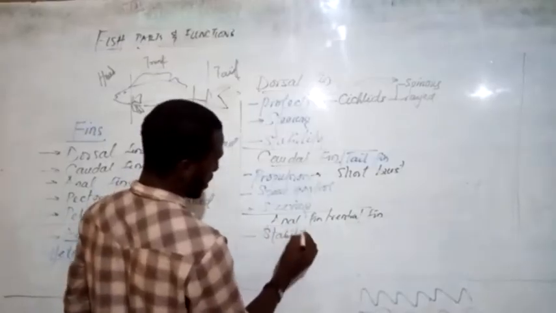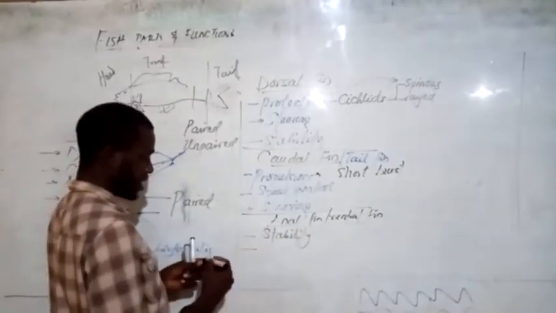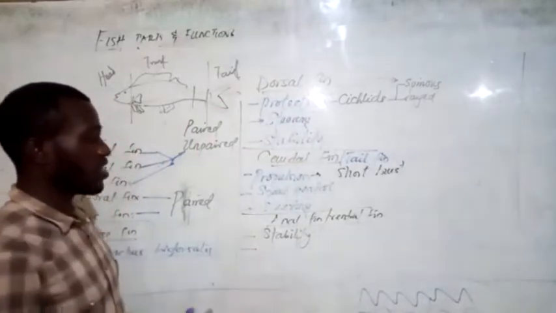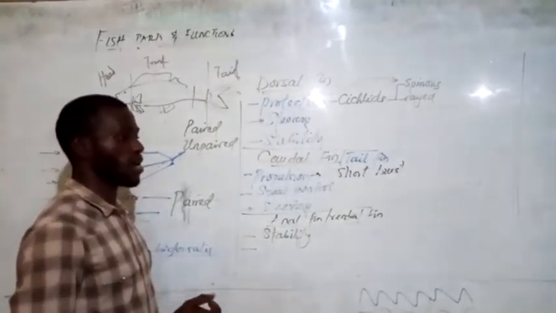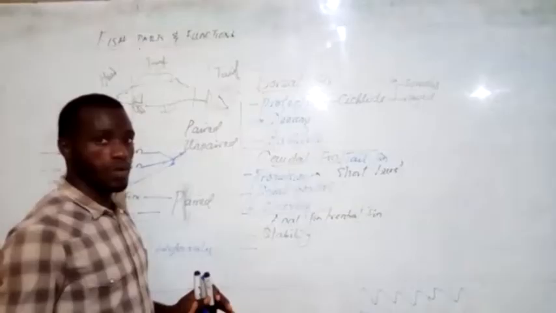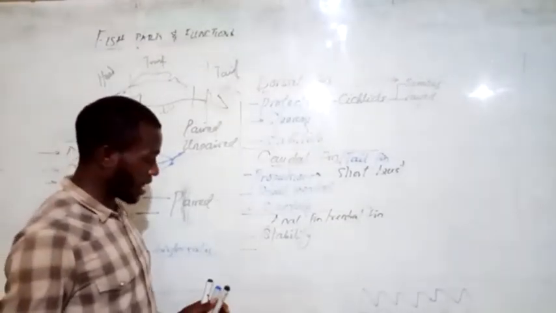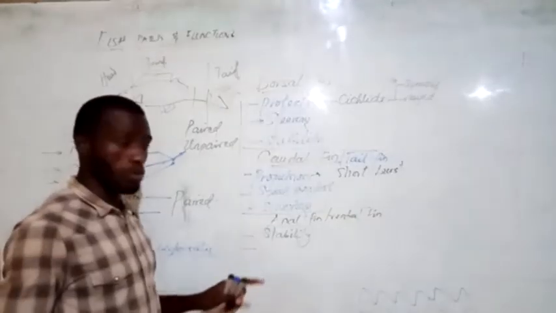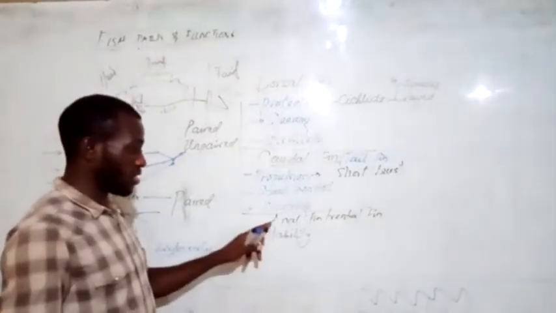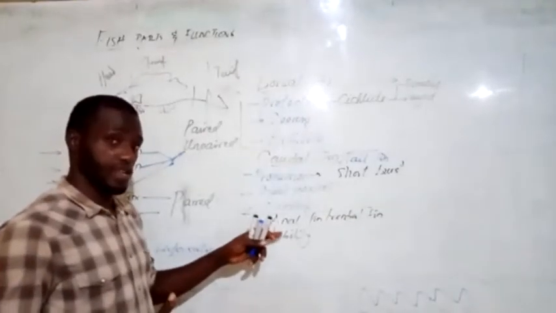Now, the stability here is when the fish is trying to relax in the water. The anal fin is able to help it to relax, but that function is not basically for the anal fin, it is partly the function of the anal fin.